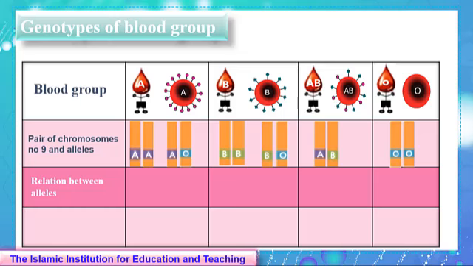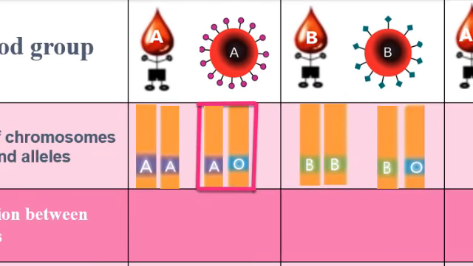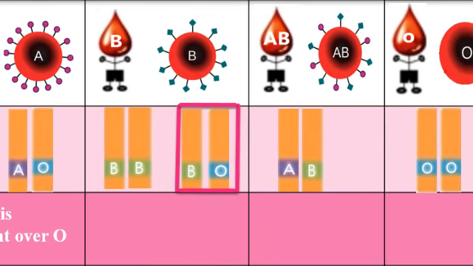Now, what is the relation between these alleles? A and O produce antigen A, so A appears in the phenotype. Then, A is dominant over O. Alleles B and O produce antigen B, so B appears in the phenotype. Then, B is dominant over O.